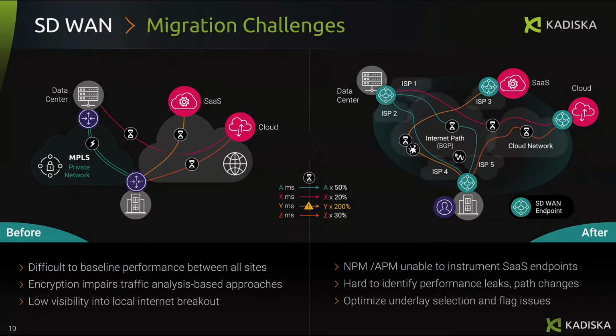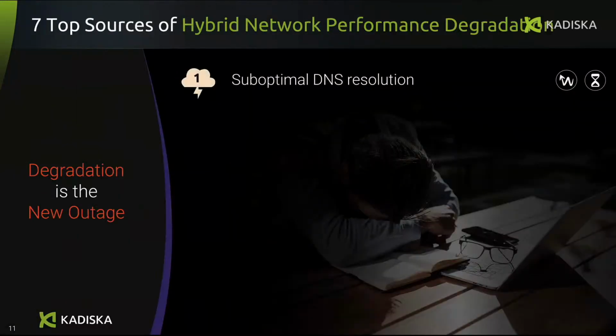In addition, you might have some problems with the local service providers or internet service providers that have different peering relationships and BGP routing policies. Those can also be optimized by having clear evidence from network analysis that will tell you exactly where the bottlenecks are in these new networks. So here are the 7 top sources of network performance degradation.